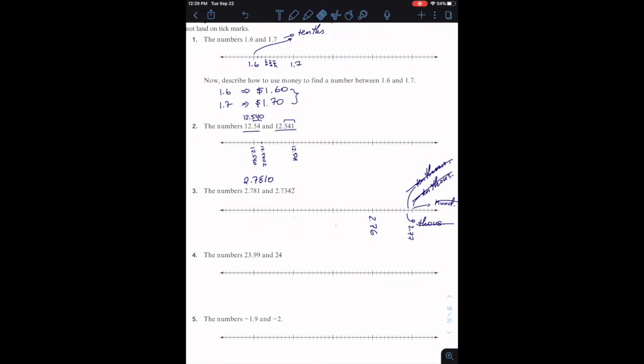So let's try to get rid of this. So what if these are hundredths? And then the large ones would be tenths. So if these are hundredths, then the large are tenths. So we'd have 2.7, 2.8.